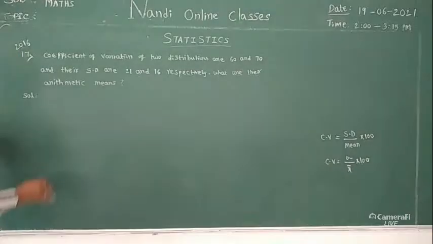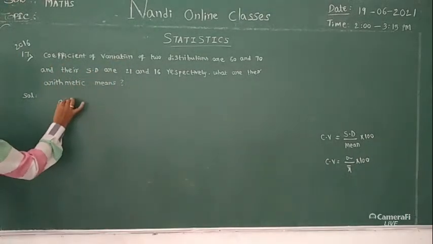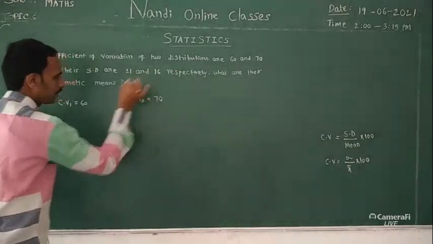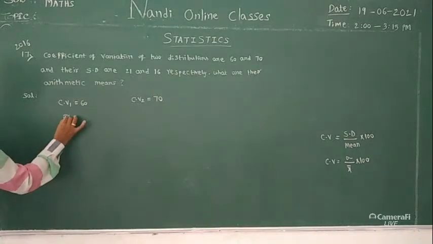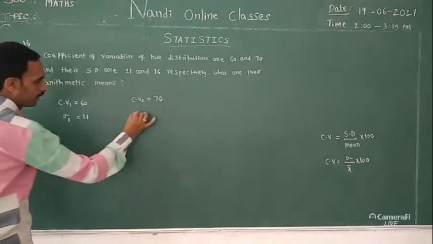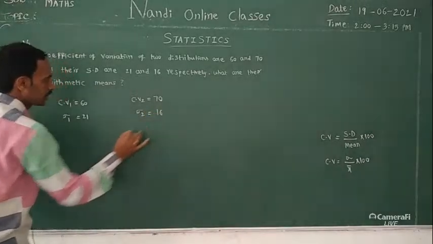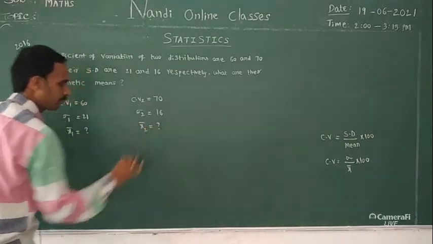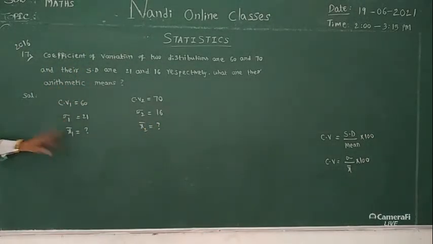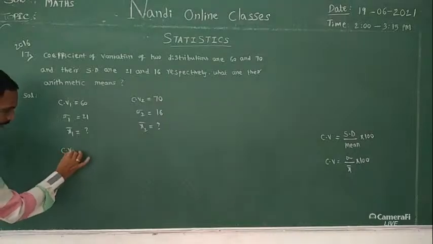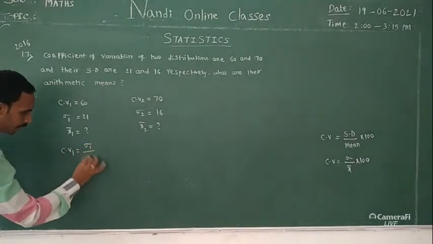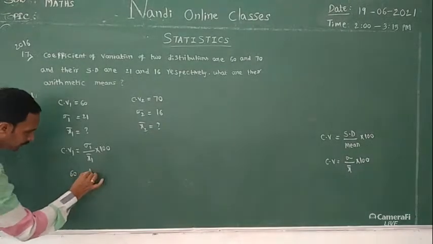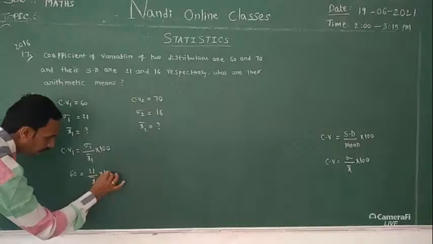Okay, I am writing the data. Coefficient of variation of the first distribution CV1 is equal to 60, CV2 is equal to 70. Sigma 1, standard deviation of the first one, is 21. Standard deviation of the second distribution is 16. I am going to find the arithmetic means, x1 bar equal to question mark, x2 bar equal to question mark. Apply the formula. CV1 is equal to sigma 1 by x1 bar into 100. CV1 is 60, sigma 1 is 21 by x1 bar into 100.